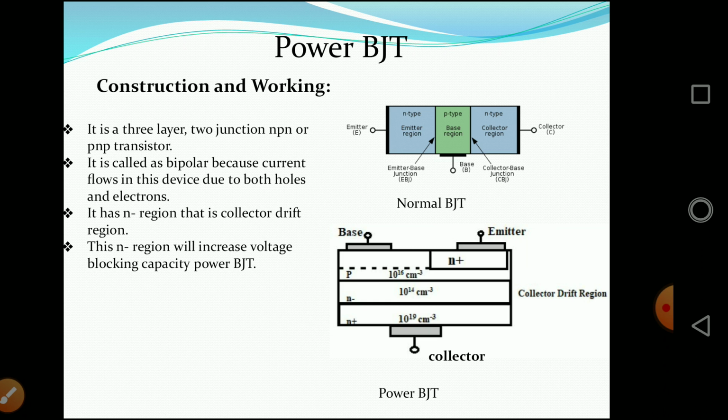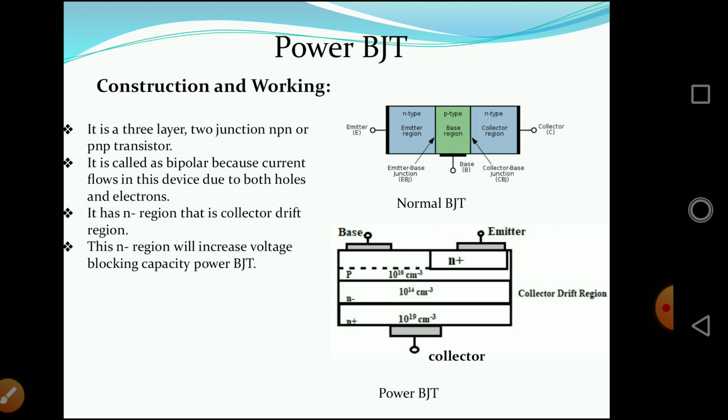So in a normal BJT, what happens? If we increase the negative voltage, at some extent the depletion layer breaks down with the negative voltage, and through the normal BJT negative current flows, and that negative current makes the device get damaged.